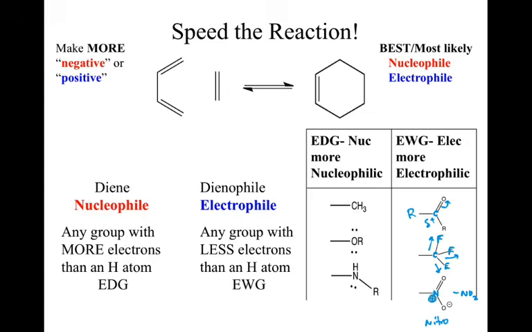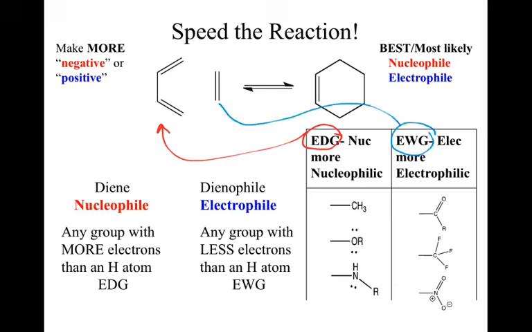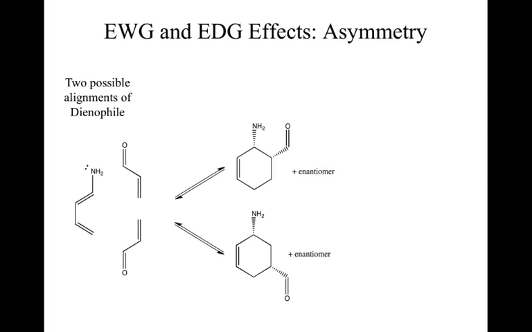So if I'm going to speed the reaction, what I'm going to start to do is place electron donating groups on my diene, and I will place electron withdrawing groups on the dienophile. This can help me speed the reaction more so than if I had nothing on it. Last thing we'll address, what happens if we have asymmetry in both the diene and the dienophile.